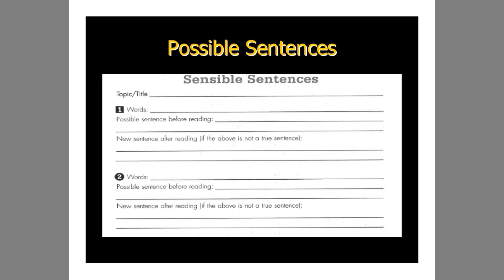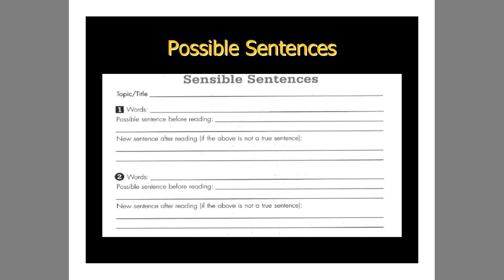So possible sentences is really a strategy that you use with students before and after a reading assignment. With possible sentences, what you do is you identify pairs of words, or you could have, I guess, more than 2 words, but I would stick with a pair. And what you have students do is write a possible sentence that shows their understanding of what they think the word means. So let's look at this example I have on the slide.